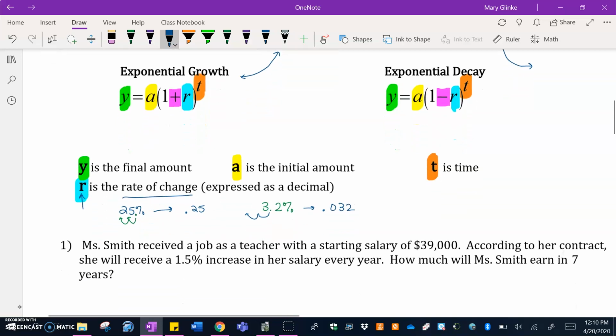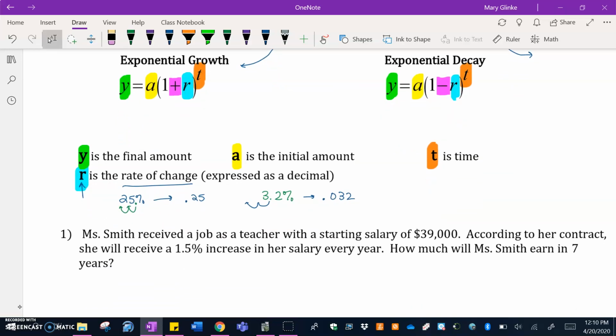So let's go ahead and take a look at some examples using these formulas. Number 1 states Mrs. Smith received a job as a teacher with a starting salary of $39,000. So right there, once you see the words starting salary, this is your initial amount, so therefore it is your A value. In her contract, she gets a 1.5% increase every year. So this 1.5% is going to be your R value, but we are going to move that decimal over 2 spots, so it's going to be 0.015.